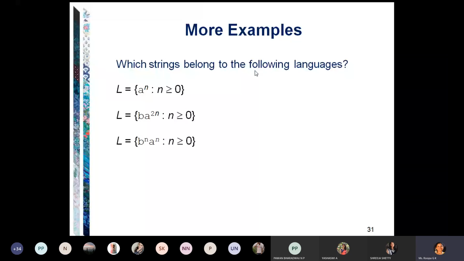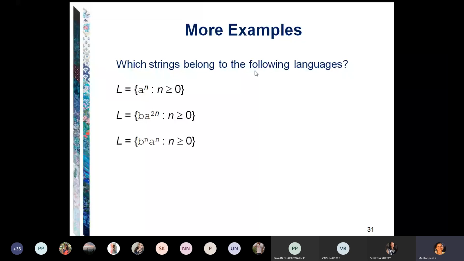Last example. B power n, A power n, n is greater than or equal to 0. You should answer. Epsilon. Then BA. Then BBAA, yes. BBAA. Then BBBAAA. 4B, 4A. Like that. Enough. All of you have to solve this one. Answer is already told.